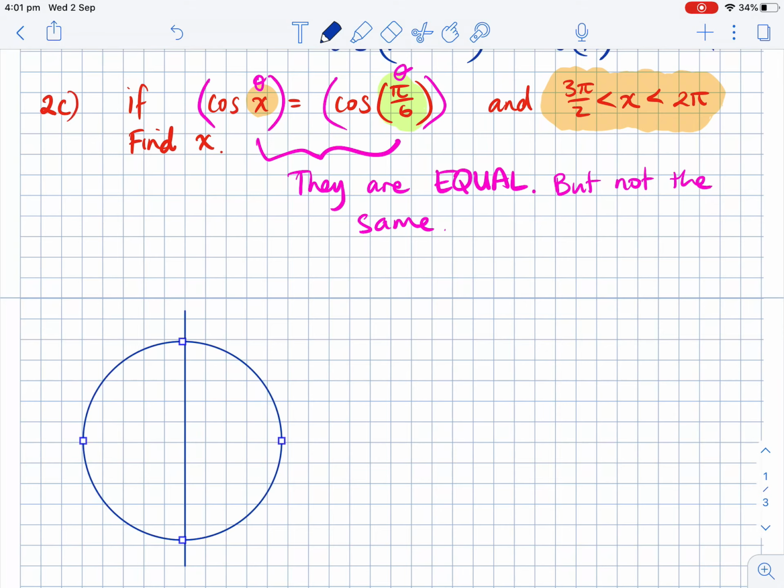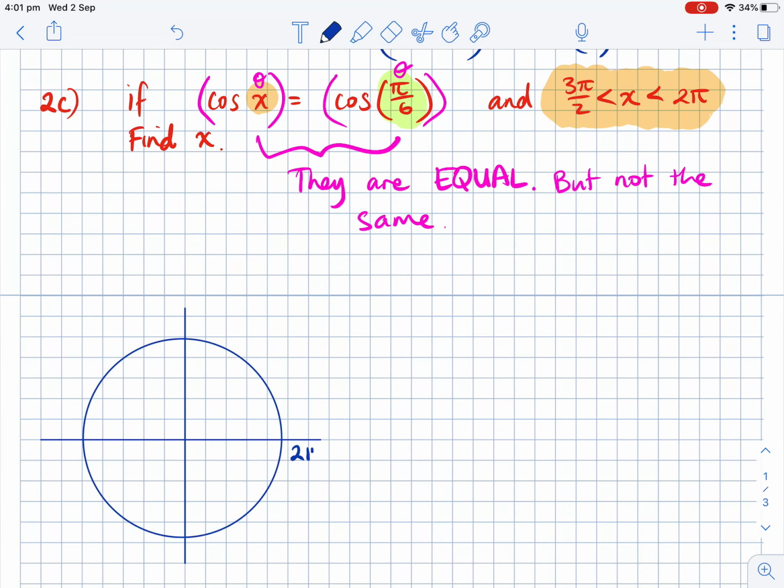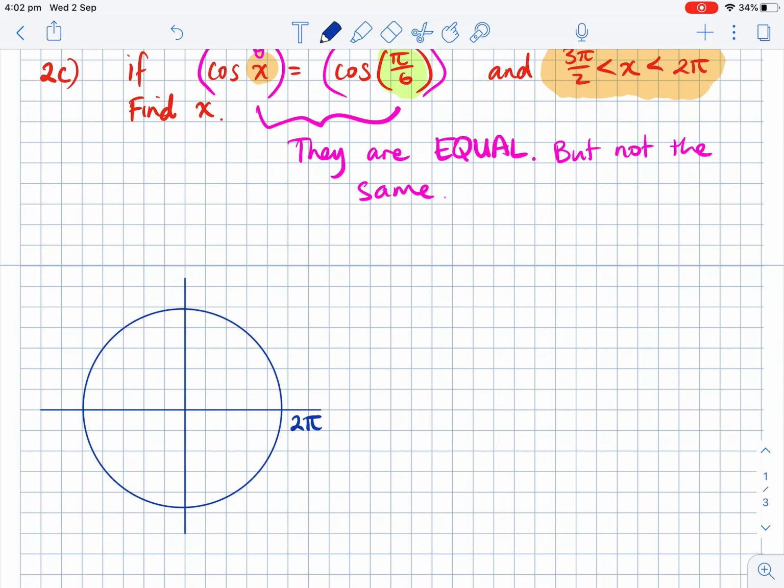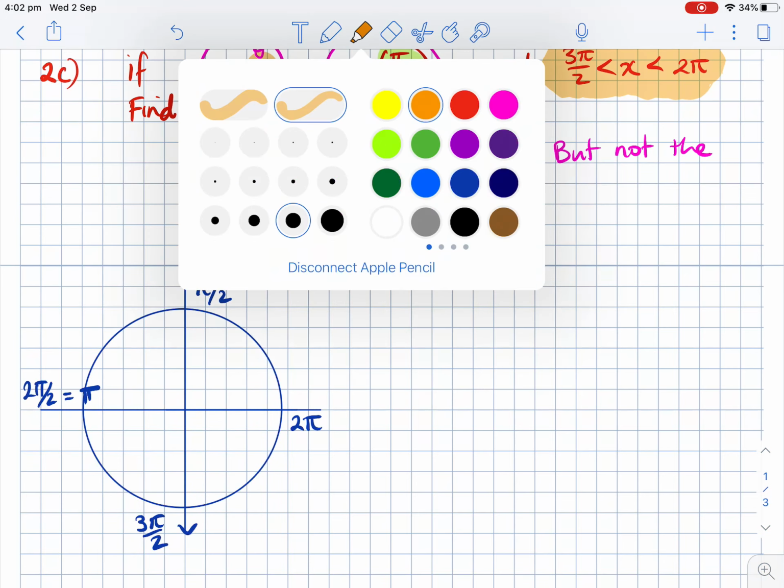Here's my circle. Just for the record, I'm not just drawing these circles for the demonstration. When I'm doing these problems, I always draw a unit circle to help me understand what's going on. I know that a full lap of the unit circle is 2 pi, and hopefully you know that this is 1 pi on 2, this is 2 pi's on 2, which we usually just say is pi, and this down here is 3 pi on 2. So it's telling me that my x value is somewhere in this quadrant.